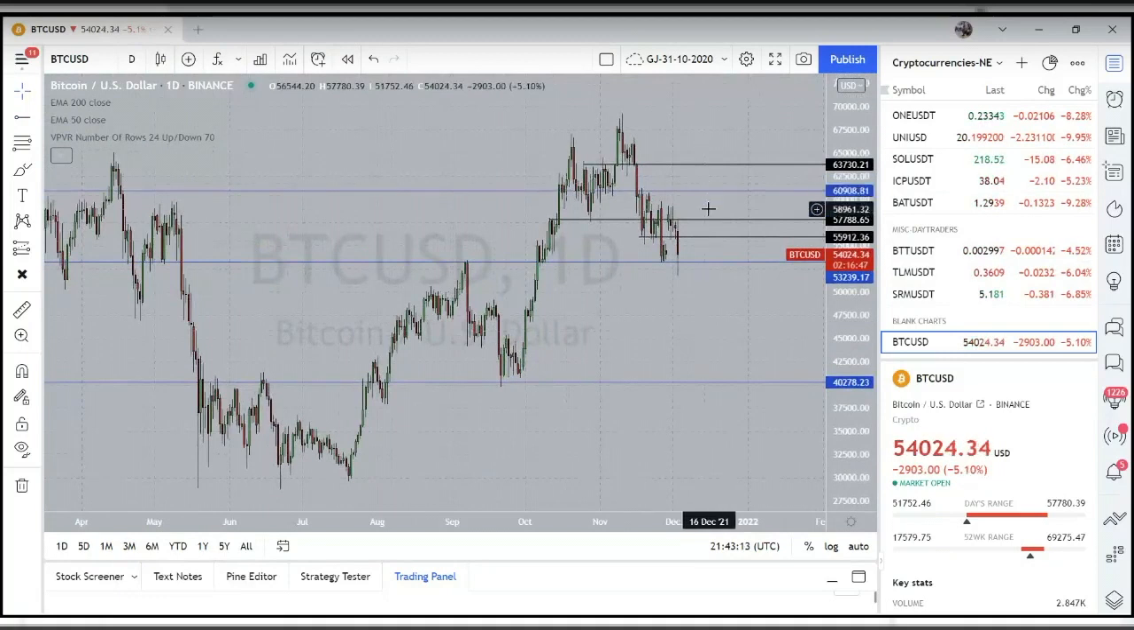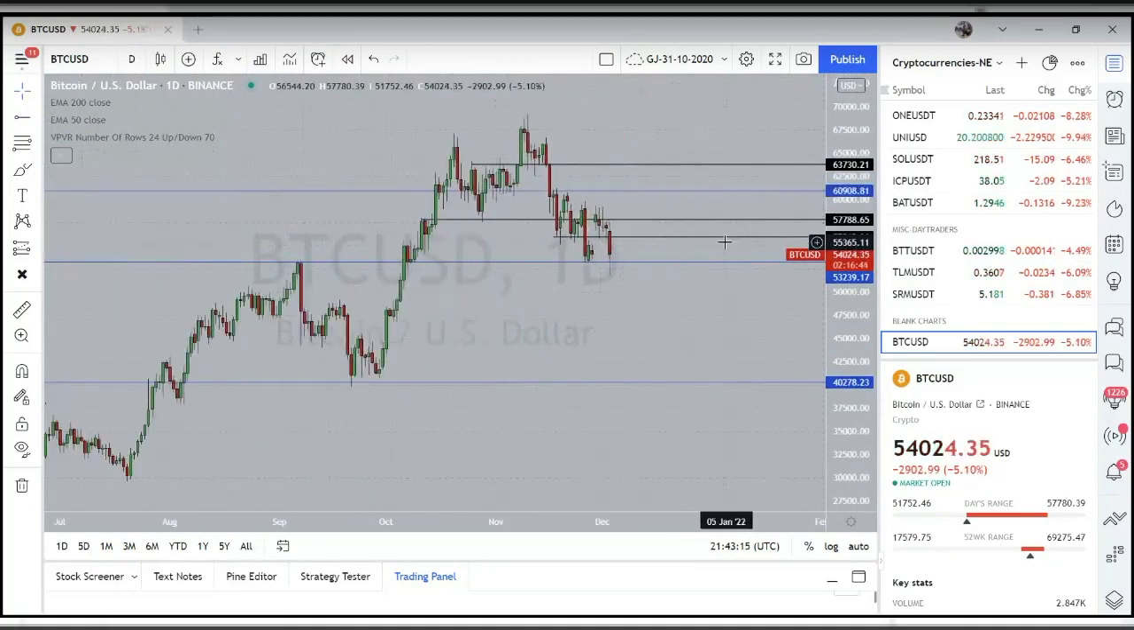Here, these less significant lines that I drew on the 4-hour charts, you can see the daily candles have wicked through and had reactions around them as well.